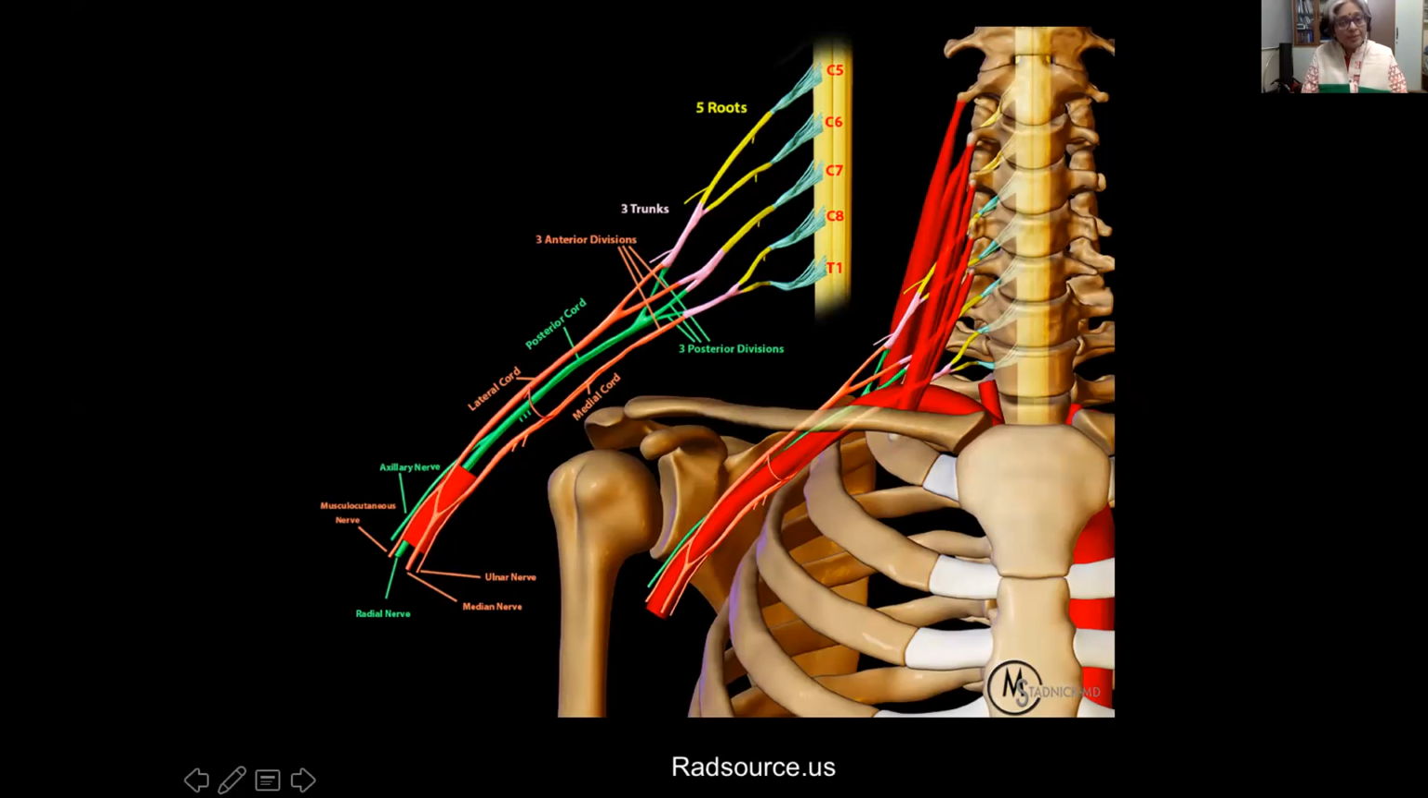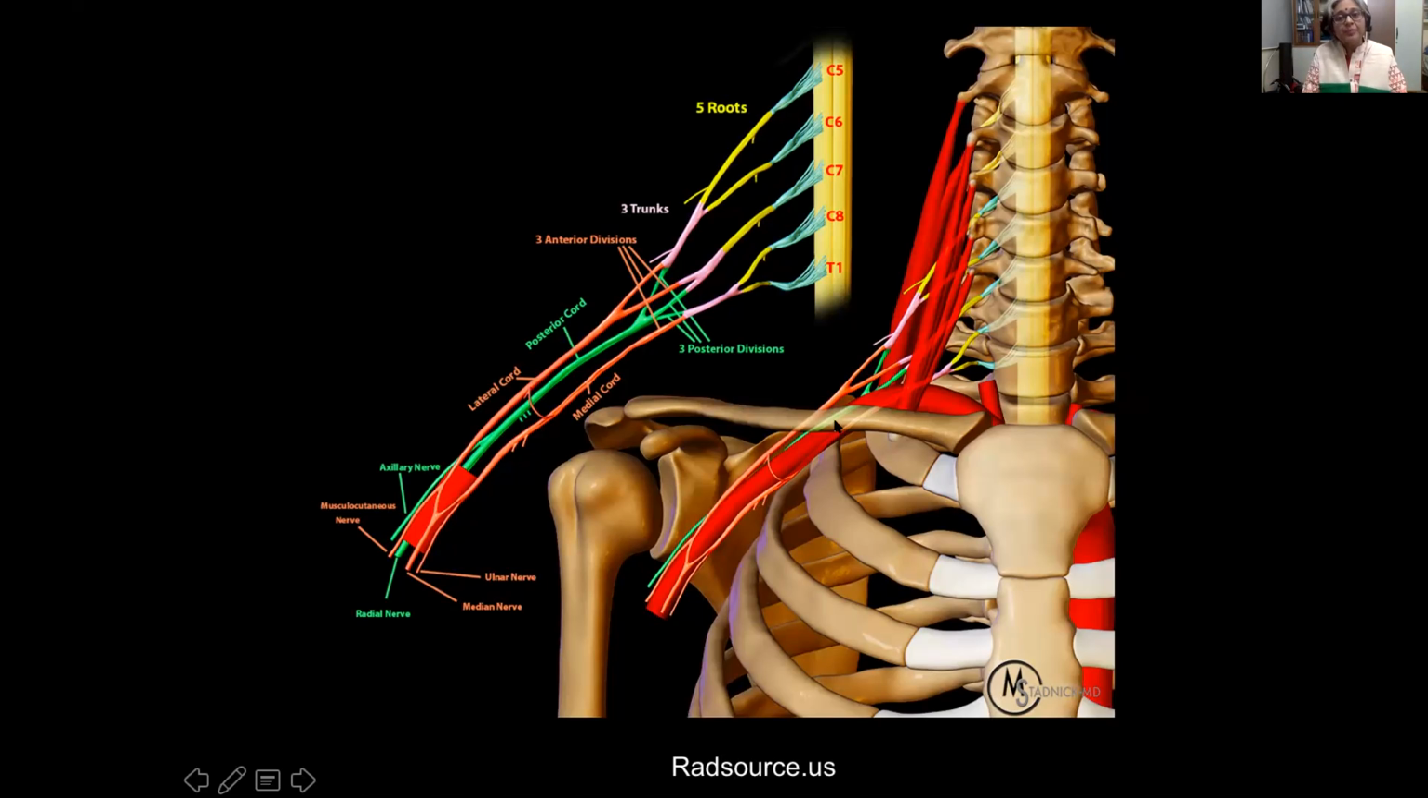So the brachial plexus provides complete motor and sensory innervation to the entire upper limb. That's its importance. We can imagine how important it is, with all the hand movements, at the elbow, arm, all controlled by the brachial plexus.